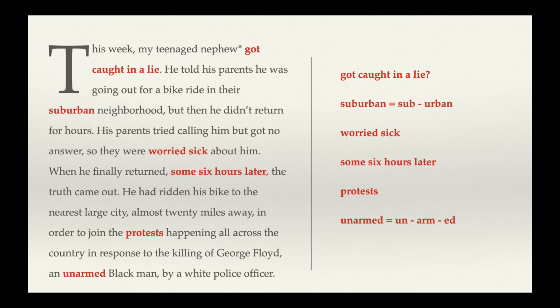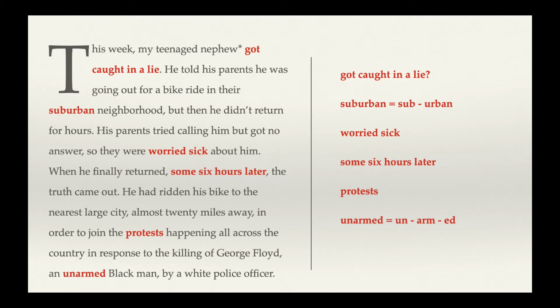So in the very first sentence, you might be confused by the phrase, got caught in a lie. What does that mean? We know what lies are. Lies are to not tell the truth. And we can guess from the next sentence what this means. So the next sentence said that he told his parents he was going to go for a bike ride, but then he didn't, right? He did go for a bike ride, but he did something much bigger than that. So you might guess that being caught in a lie means that you told a lie and people know that you lied.